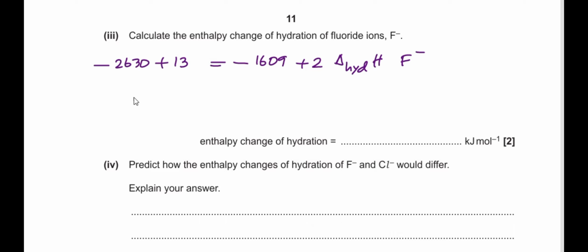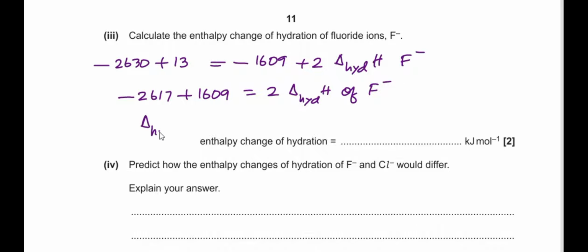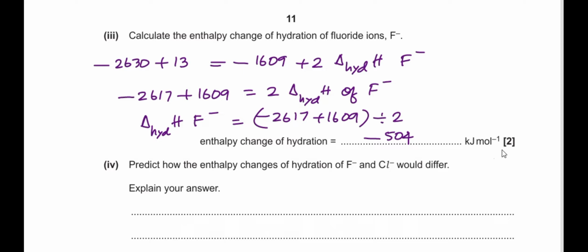Therefore, simplifying this, minus 2617, which is the net of these, plus 1609 should be equal to 2 times delta H hydration of fluoride. Therefore, delta H hydration of fluoride ions will be equal to minus 2617 plus 1609 whole divided by 2, and putting this into the calculator we get minus 504 kilojoules per mole.